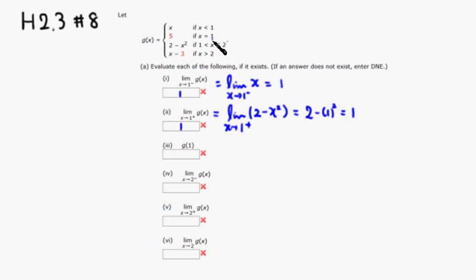Now g of 1 is an actual function value. So when x equals 1, the value is 5. So this is 5.